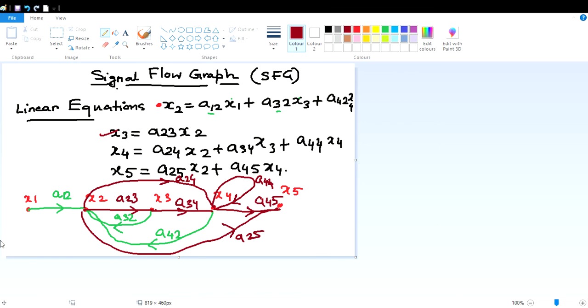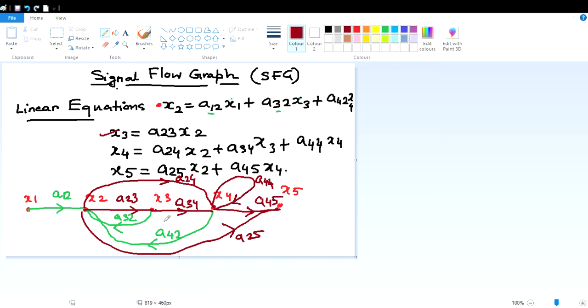Now here x1 is the source node, x5 is the sink node, and A12, A23, A34, A45 form a path gain. This is called a feed forward path. Next is A12, A25. This is also a path gain. Similarly, A12, A24 and A45. This is another feed forward path gain.